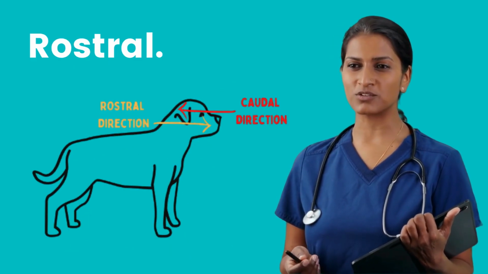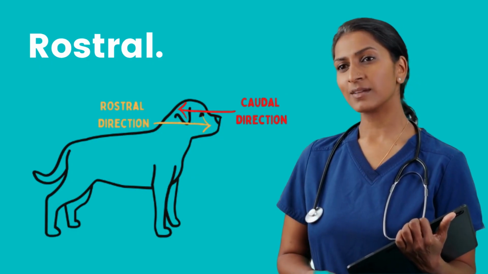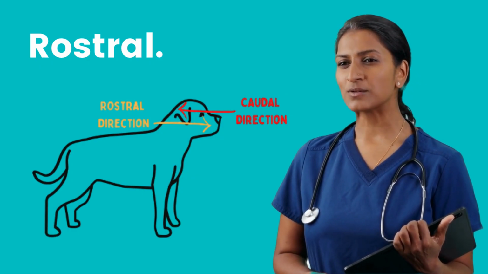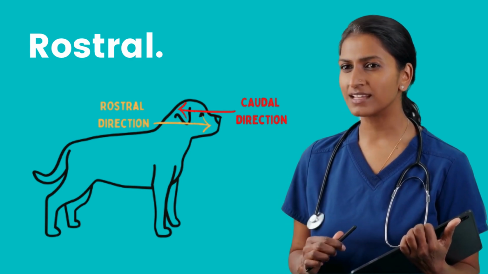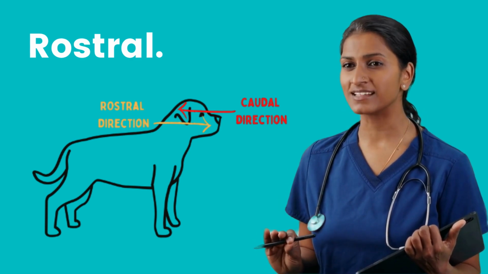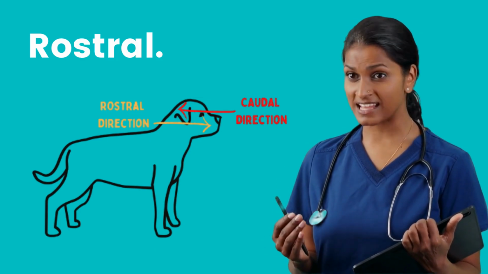Rostral is a term used solely for the head, and it means the parts of the head containing the muzzle, or toward the muzzle. For example, the lesion is rostral to the eyes. In relation to the head, caudal refers to the back of the head, the skull.